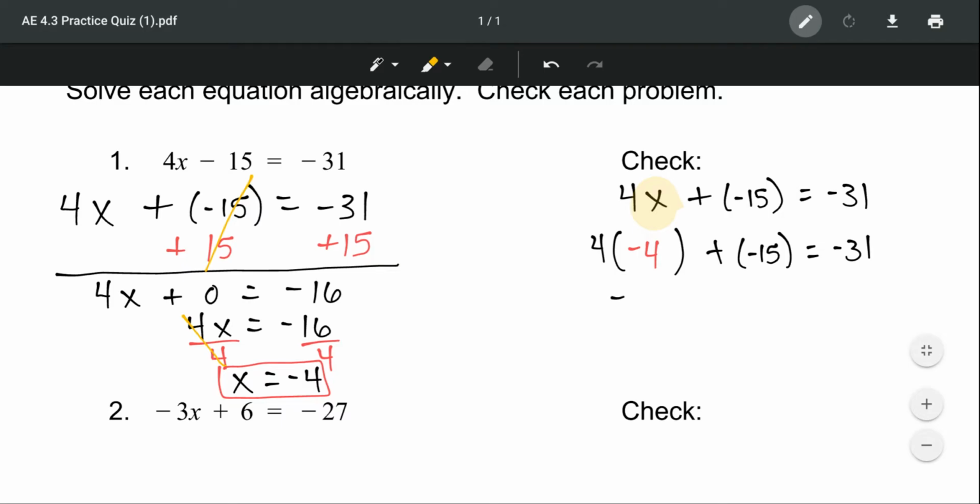4 times negative 4 is negative 16 plus negative 15. So we want to verify that negative 16 plus negative 15 does equal negative 31. If you add those two, you do get negative 31. So because negative 31 equals negative 31, that means we solved correctly.